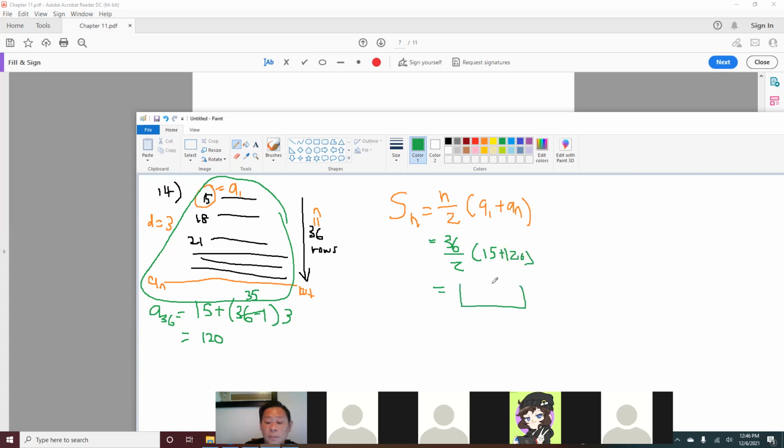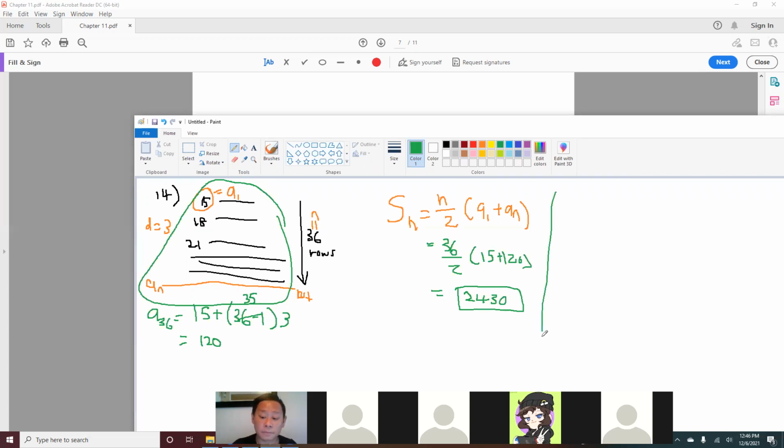So this is how you do question number 14. It's pretty much very straightforward types. Arithmetic is actually the easiest series and sequence that we do here. So this came out to be 2,430 seats here. So the total seats of the whole auditorium is this many seats. So this is for arithmetic sequence.